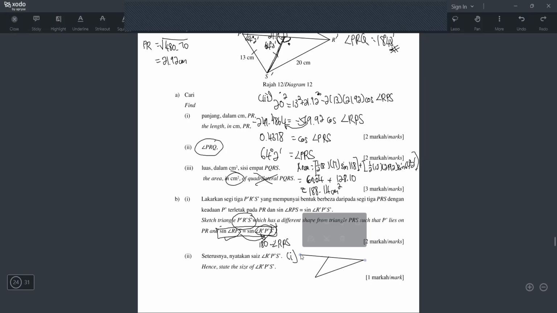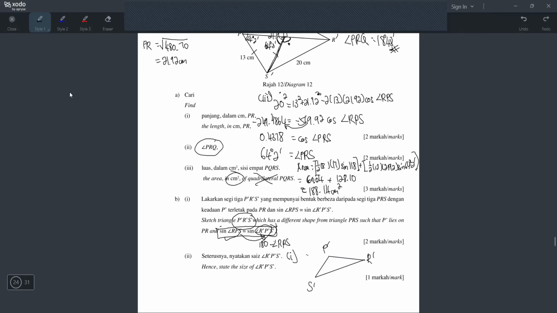That is why this line has to be short, because this is the old triangle. The old triangle is like this. This is the old triangle, right? But why did it move here? Because of the ambiguous case. So now this triangle will start to slowly become like this, right? Okay, so this is your P prime, this is your R prime, this is your S prime. And then they say number 2, state the size of R prime, P prime, S prime.